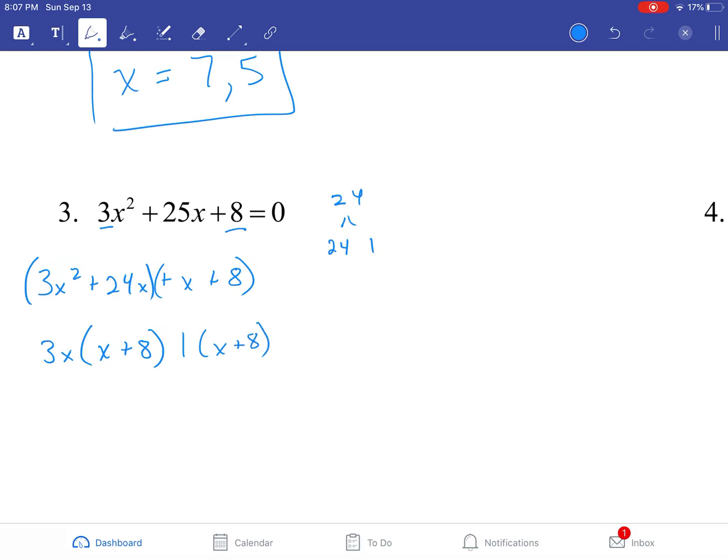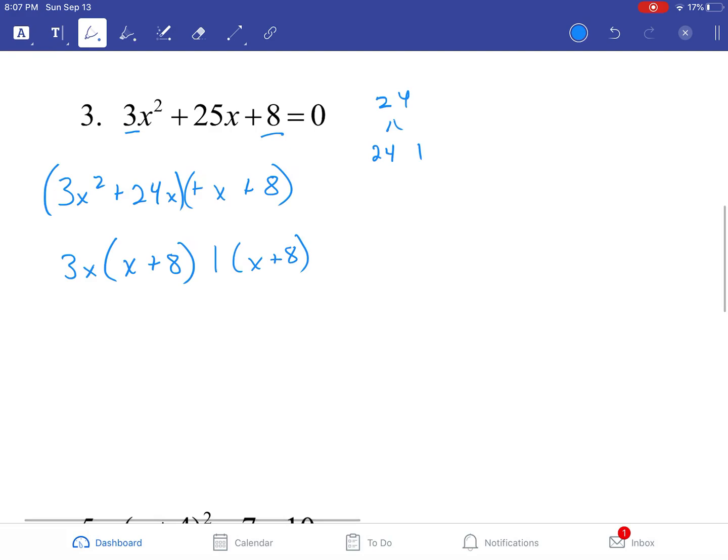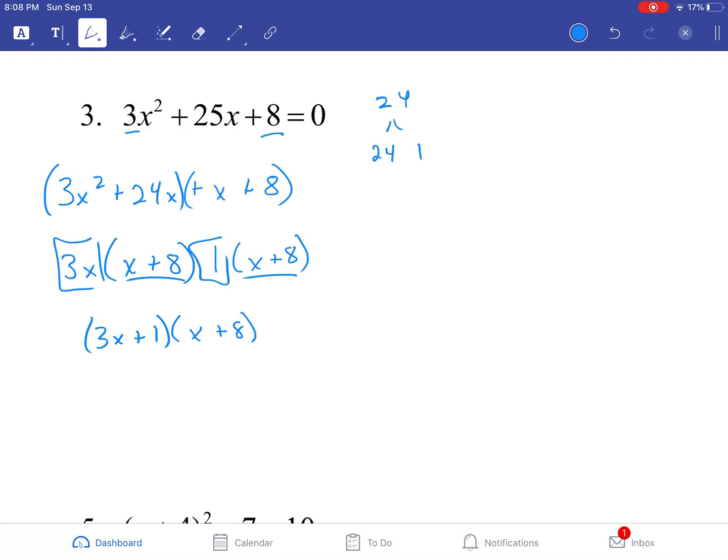Okay. So now you take the terms out in front, the 3x and the 1, and they become a factor. Then you know you're doing this right if the 2 terms that are in the parentheses are still the same. If they are the same, you're on the right track. If they're not the same, you've probably done something wrong. And those become your other factors. Now that we've factored our quadratic, we can set them both equal to 0, and then solve for x. So x will equal negative 1/3 and negative 8.